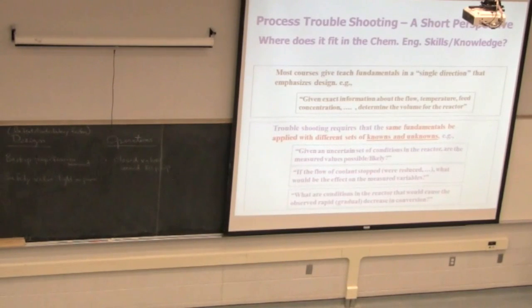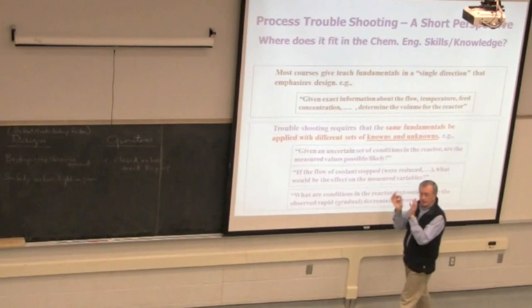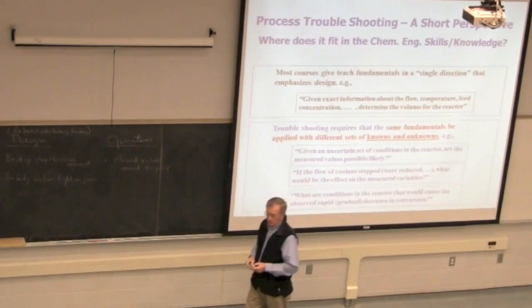If the flow of coolant stopped, what would be the effect on the measured variables? What are the conditions in the reactor that would cause the observed decrease in conversion? So these are all using the same principles. These problems are harder. But if you really understand the principle, you should be able to look at the system from many different perspectives.